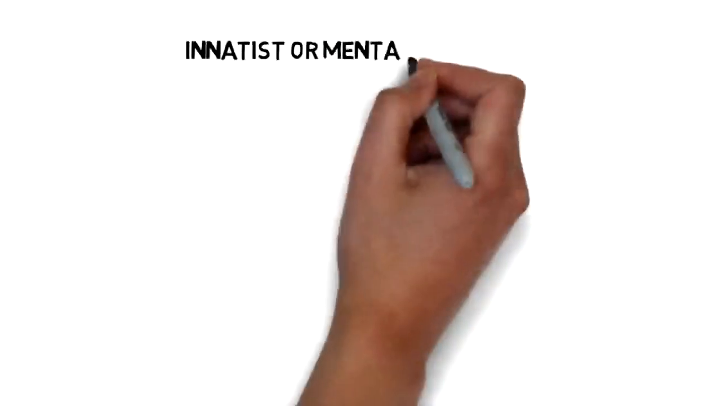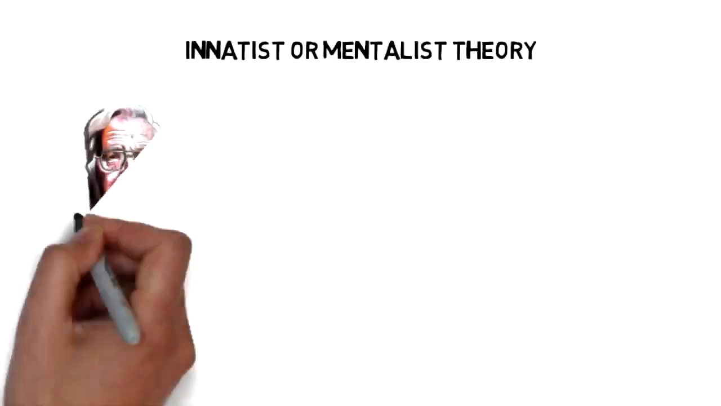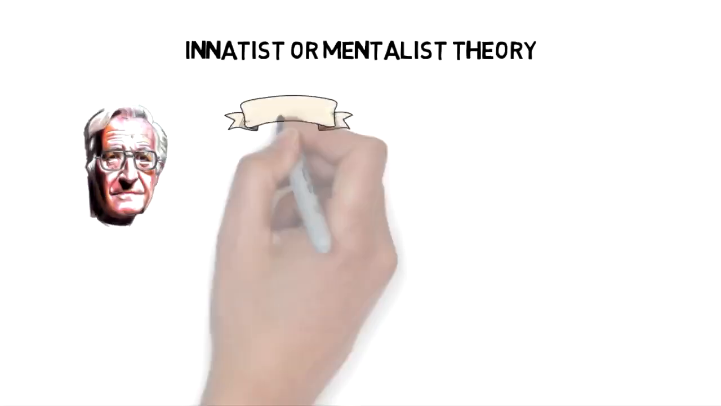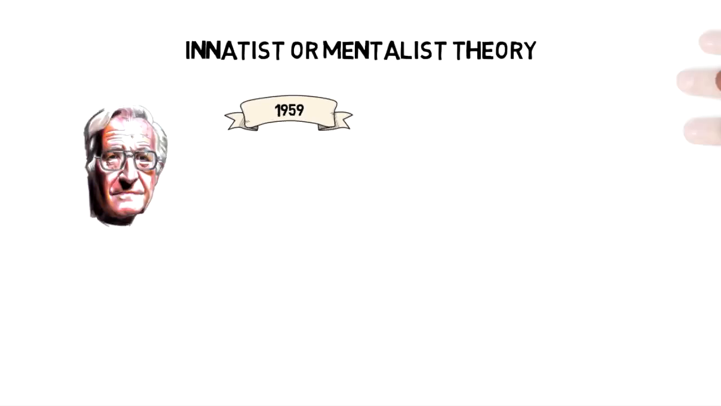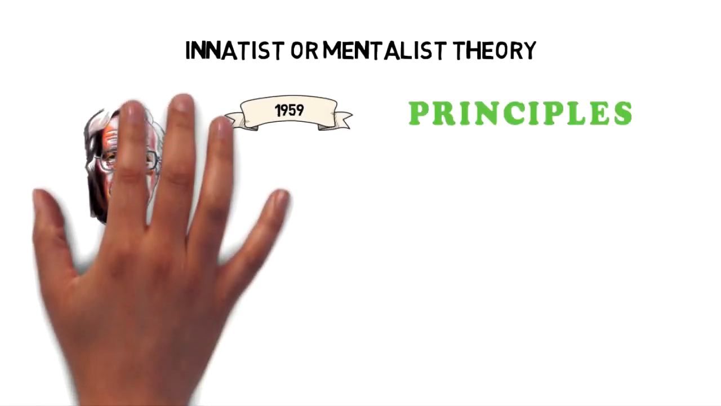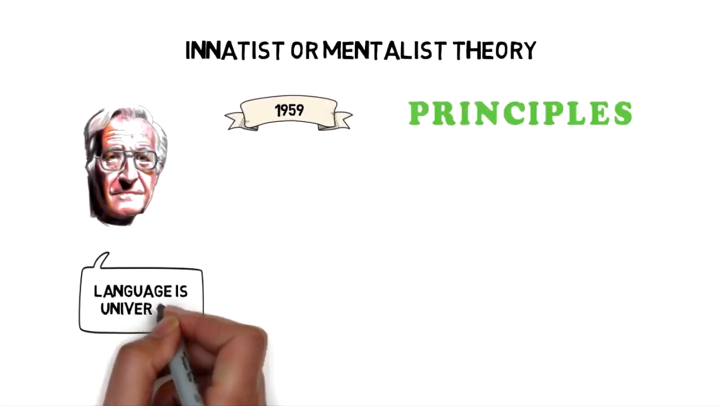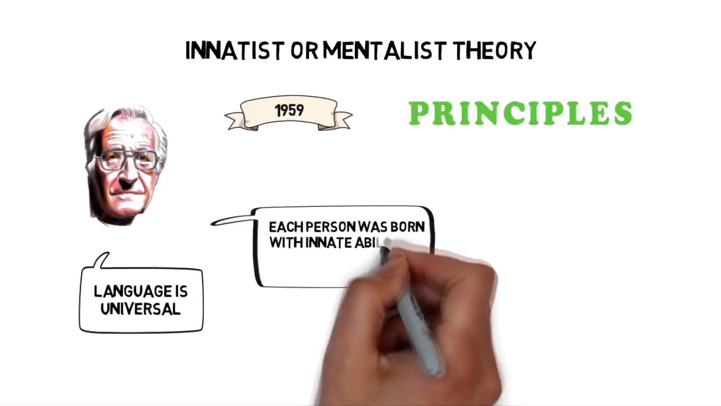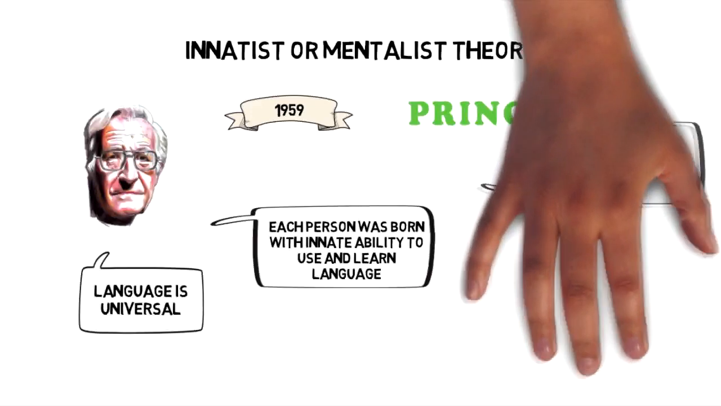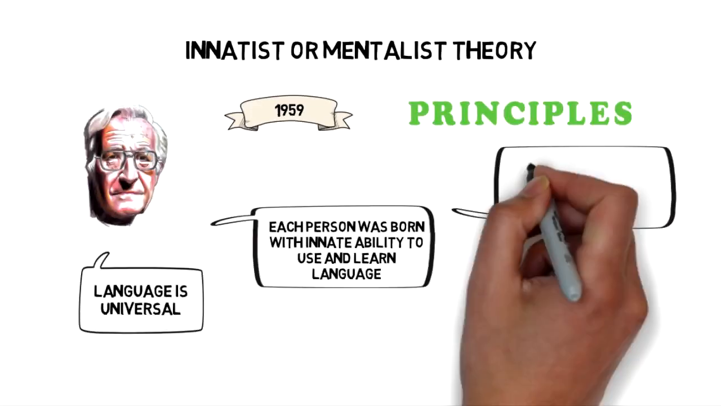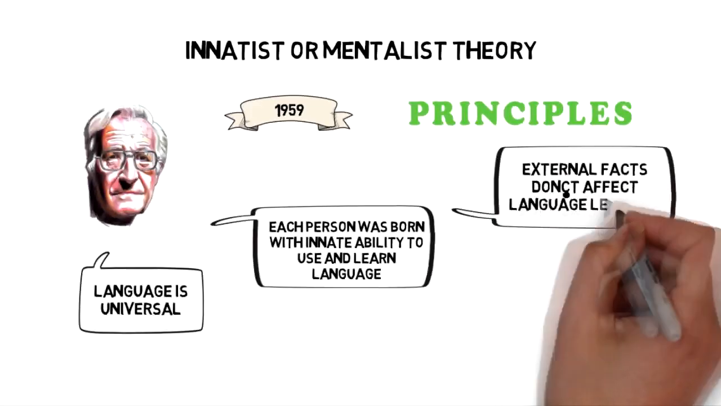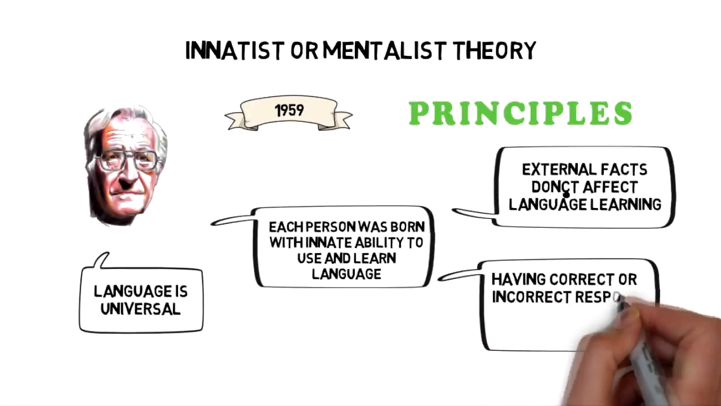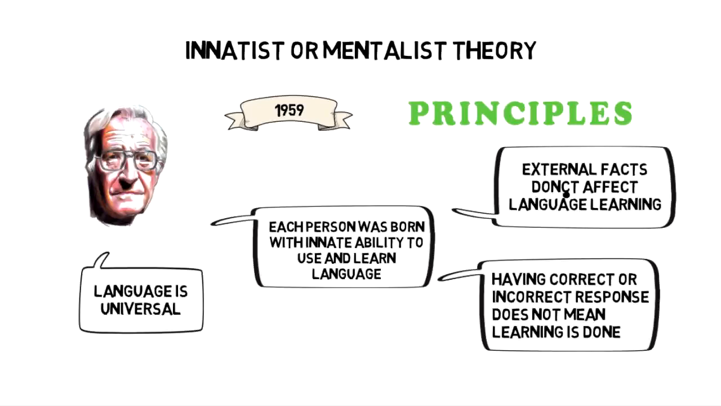Now we are going to talk about innatist or mentalist theory. This theory was developed in America by Noam Chomsky in 1959. And let's start with the principles. 1. Language is universal. 2. Each person was born with innate ability to use another language. 3. External facts don't affect language learning. And 4. Having correct or incorrect response doesn't mean learning is done.